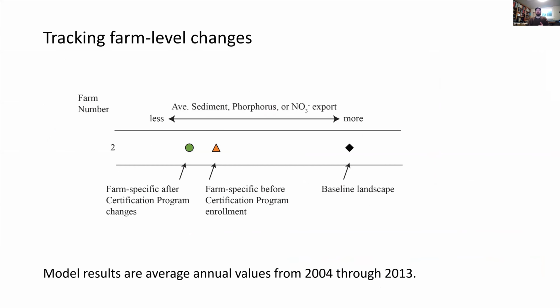In the pre-recorded talk, you'll see some of these results in greater detail, but I just want to point out that for each of the enrolled farms, we give information for 3 different scenarios. One is what I refer to as a baseline landscape. And this is how that particular field or those acres would be characterized based on what we assume to be the typical management practices in the watershed. The orange triangles would be the farm-specific information. So this is based on the knowledge that we have as farmers were becoming enrolled in the program. And then the green circle is the farm-specific after the certification program changes.